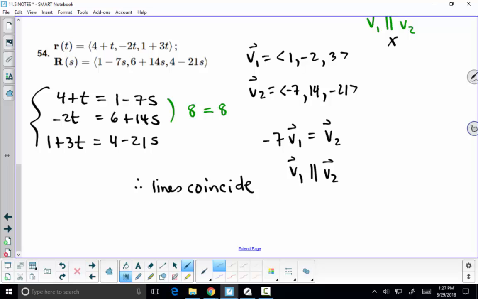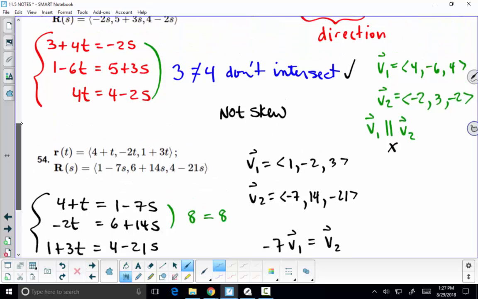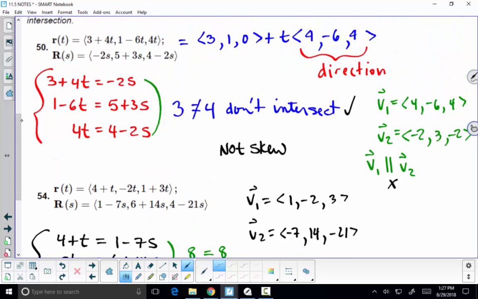So neither of these two examples gave us skew lines, but this gives us enough information. Actually, in the one above, this one fails both conditions. This one up here, they don't intersect, but if we showed that those were not parallel, then we would have skew. So no intersection and not parallel, then we would call them skew. So these ones are not skew.